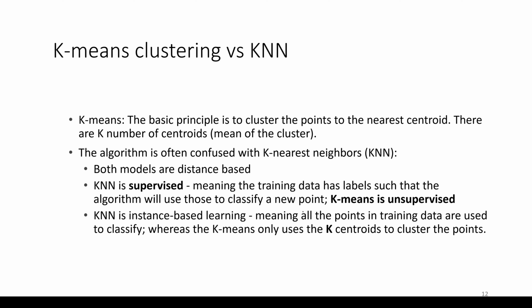And KNN is instance-based learning, meaning all the data points in the training data are used to calculate all the distances. And then it does ranking, and then the first k values are chosen. Whereas k-means only uses the k centroids. Once the clusters are settled, the training points are not used anymore. The only thing the algorithm needs to keep is the centroids. So only those centroids are used to assign a point to a cluster.